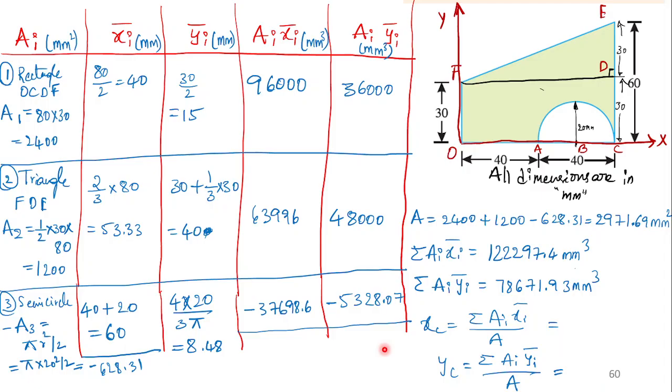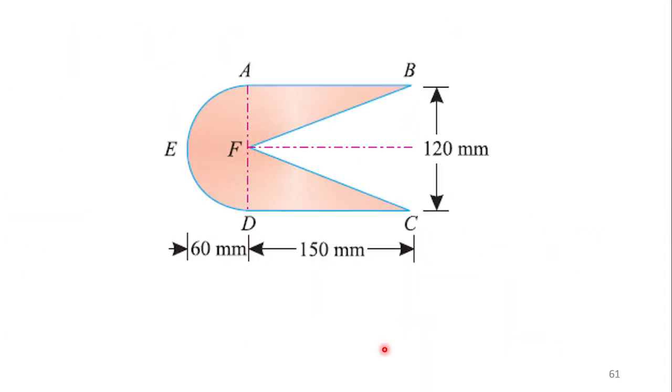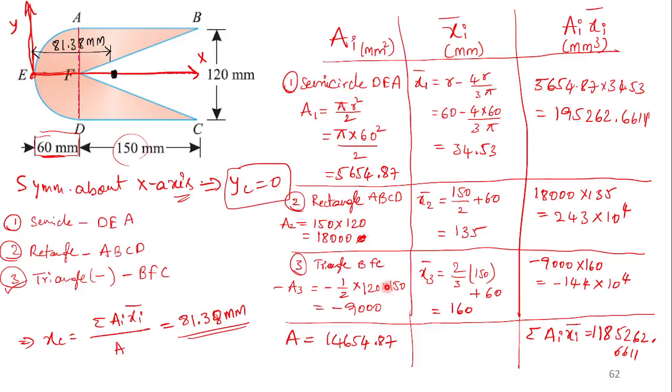Another problem in the same format. To a rectangle, you have added a semicircle and you have removed a triangle. So semicircle is added, rectangle is added, and triangle is removed. So semicircle, rectangle, and triangle, you are going to add them up, algebraic sum, so that you are going to minus this out. You are going to get this value. Since it is symmetrical about x-axis, I need to find out the x bar value. That's it. I don't need to find out the y bar value.